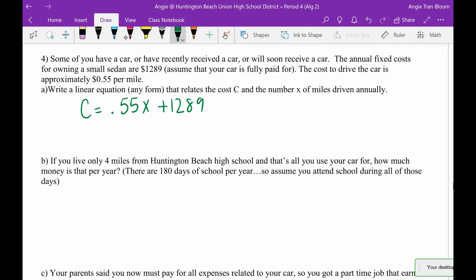Okay. How much money is that per year? We are going to assume that you go to school. By the way, we do have 180 days of school. And we're going to assume that you go to school every single day of that 180 days, assuming you're not sick. So here's my question to you. If you live 4 miles from school, how many miles are you driving total daily?